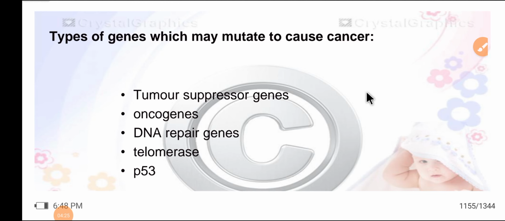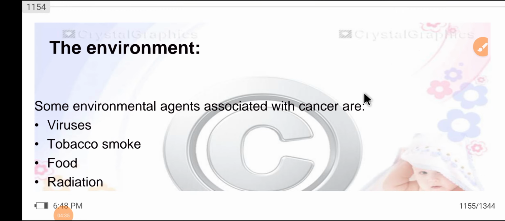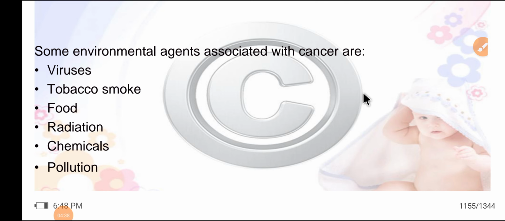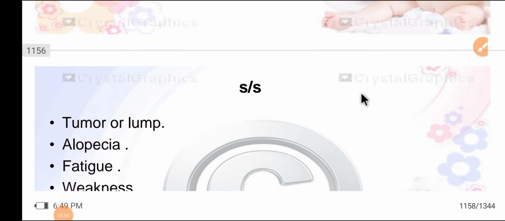telomerase, P53. The environment. Some environmental agents associated with cancer are viruses, tobacco smoke, food, radiation, chemicals, pollution. Pathophysiology. Abnormal stem or myeloid cell proliferation induced by any one of the above mentioned causes. T-cell markers CD2, CD3, CD5, CD7. Monoclonal antibodies test. Tumor or lump.